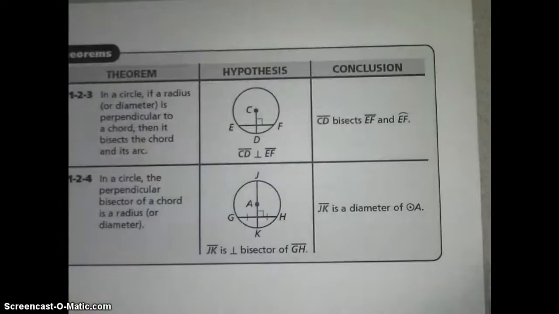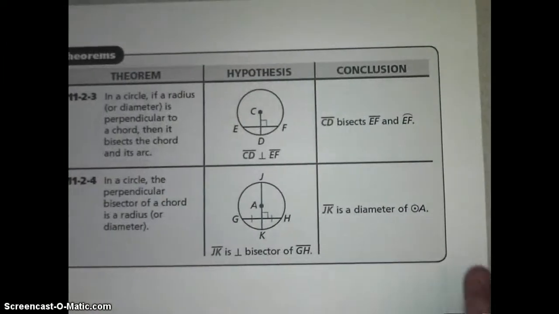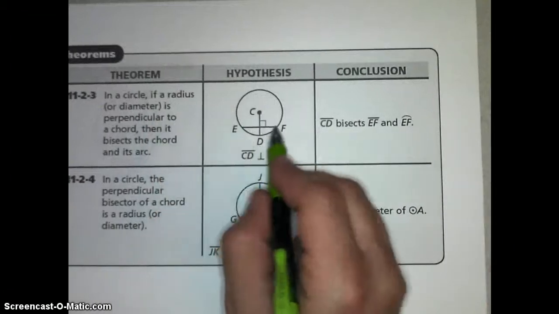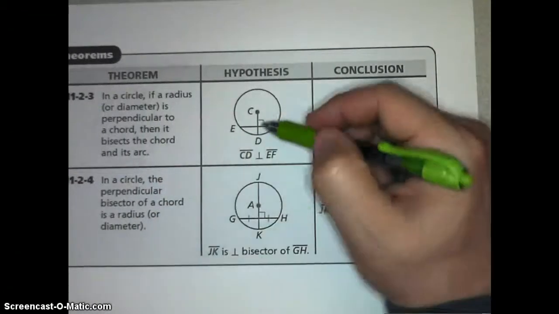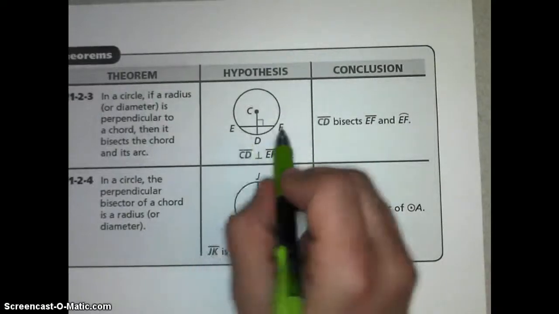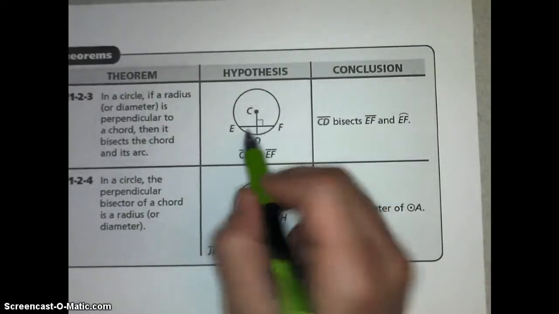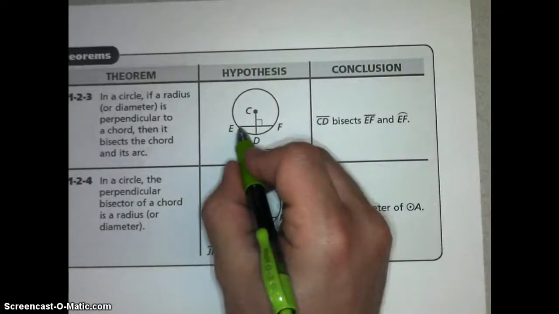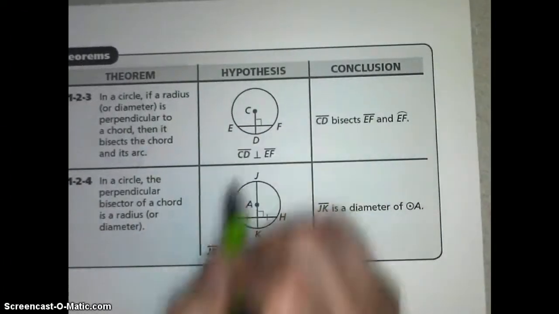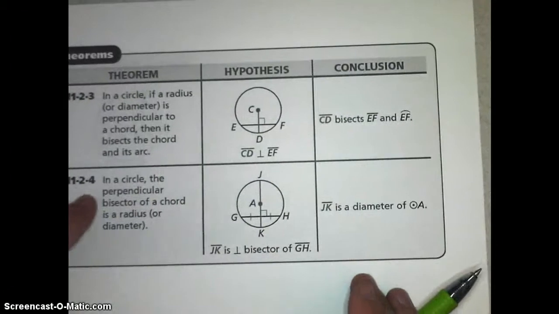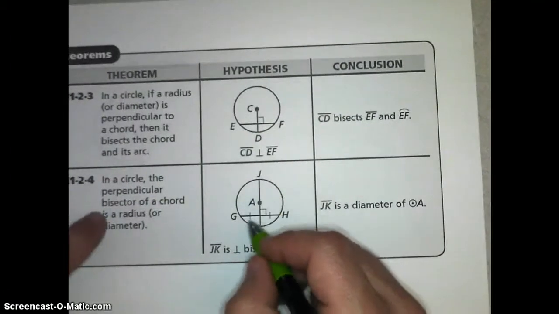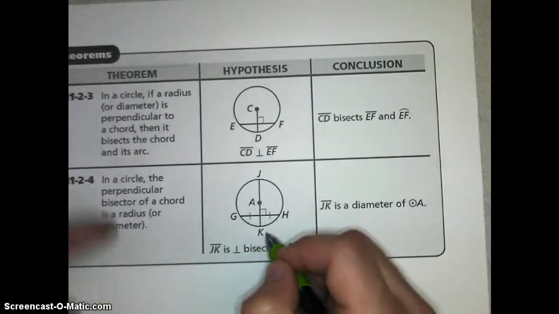Alright, we do have a few more theorems in this lesson we need to take a look at. In a circle, if a radius or a diameter is perpendicular to a chord, then it bisects that chord. So if we know this is a right angle, we can conclude that CD bisects segment EF and it bisects its arc. So it bisects EF. So these small arcs are congruent. These small chords, or small segments of the chord, are congruent. Similarly, we know if a perpendicular bisector of a chord is given, then we know it's a radius or diameter. It's kind of the converse of this theorem.